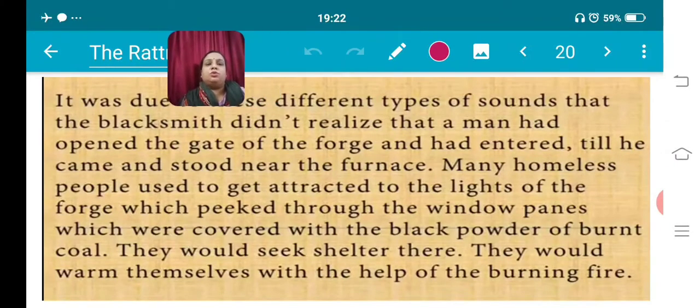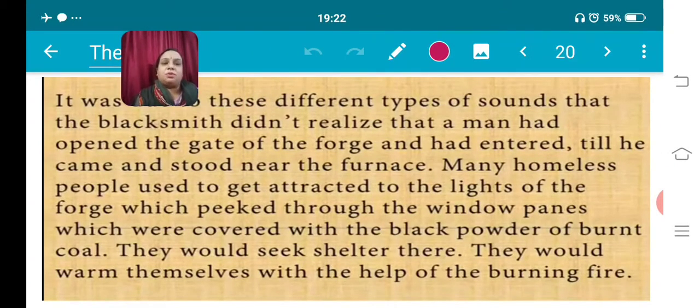It was due to these different types of sounds that the blacksmiths didn't realize that a man had opened the gate of the forge and had entered, till he came and stood near the furnace. Many homeless people used to get attracted to the lights of the forge, which peeked through the window panes, which were covered with the black powder of burnt coal. They would seek shelter there. They would warm themselves with the help of the burning fire.